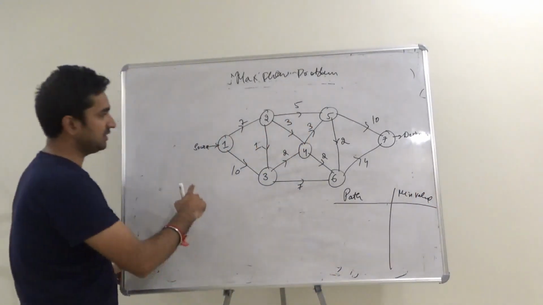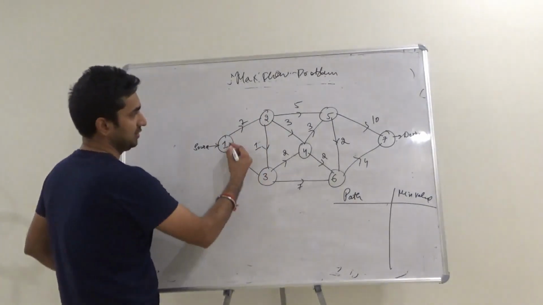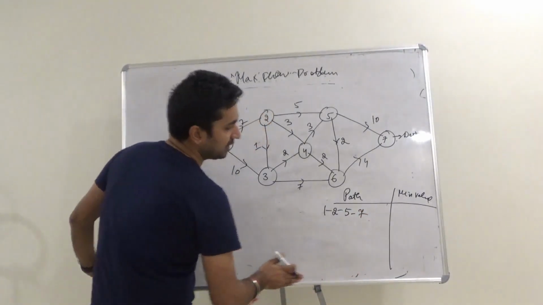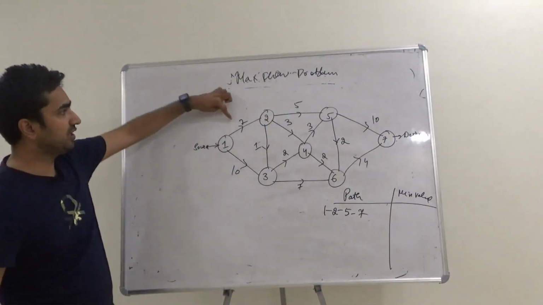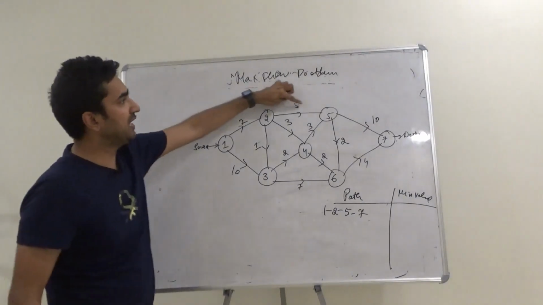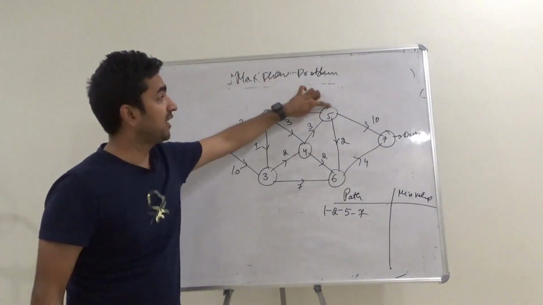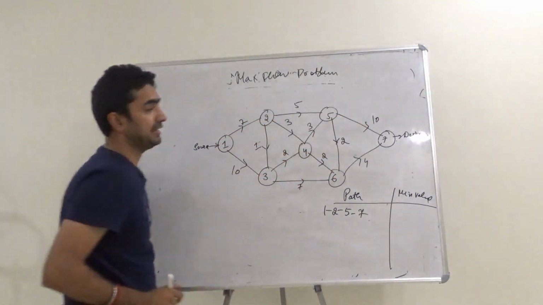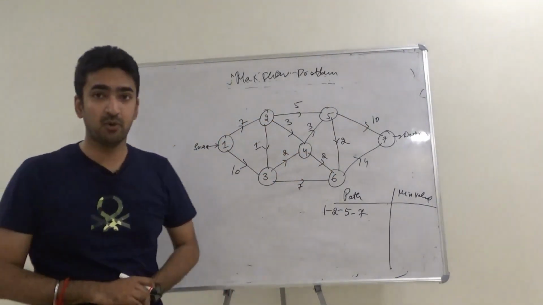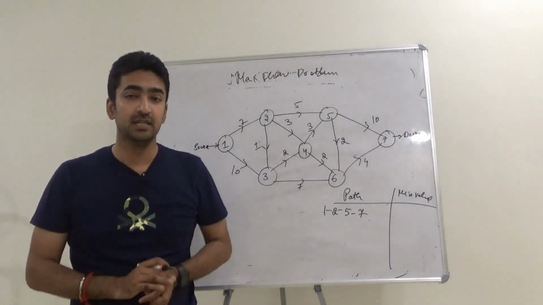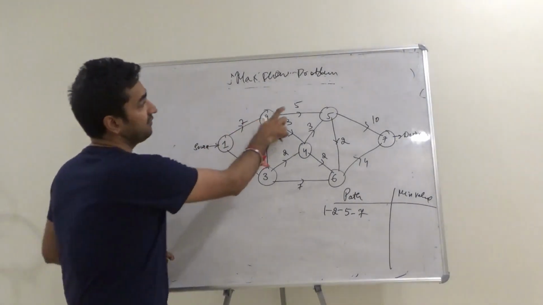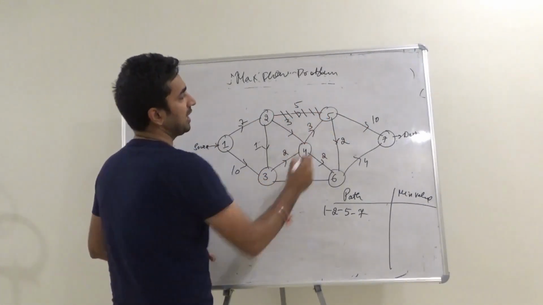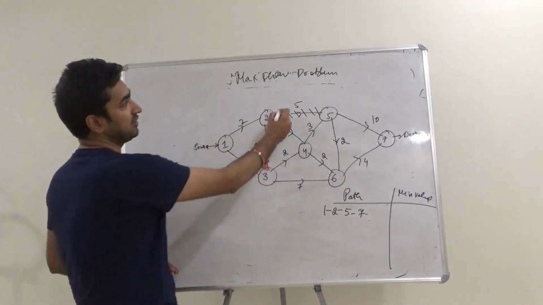In this particular path, I am reaching from 1 to 7 via 1 to 2, 2 to 5, 5 to 7. Now, 1 to 2 is 7, 2 to 5 is 5, 5 to 7 is 10. What is the minimum possible value from 7, 5 and 10? It is 5. So I will freeze this particular path, and 5 is chosen.